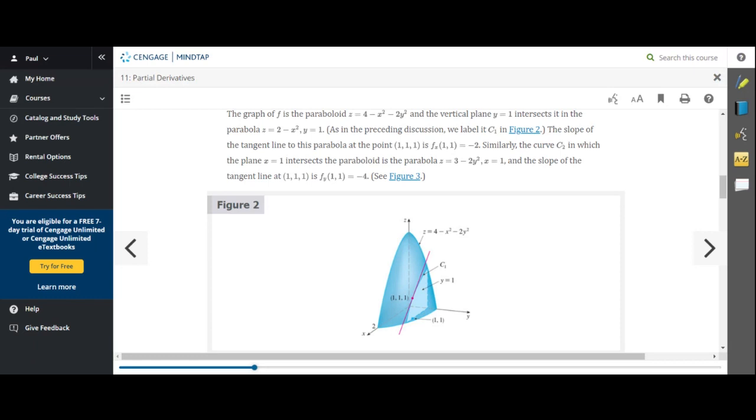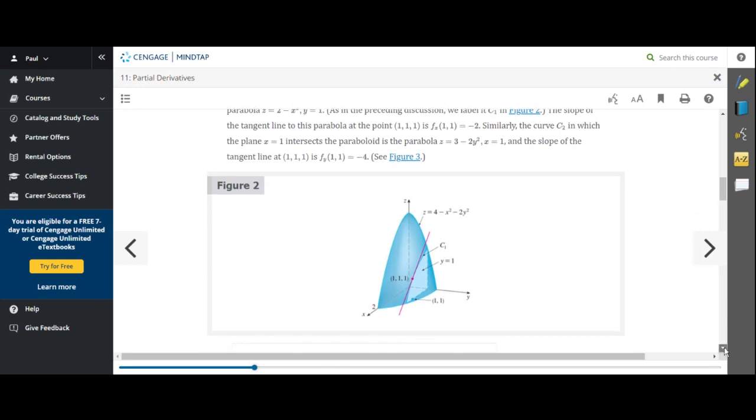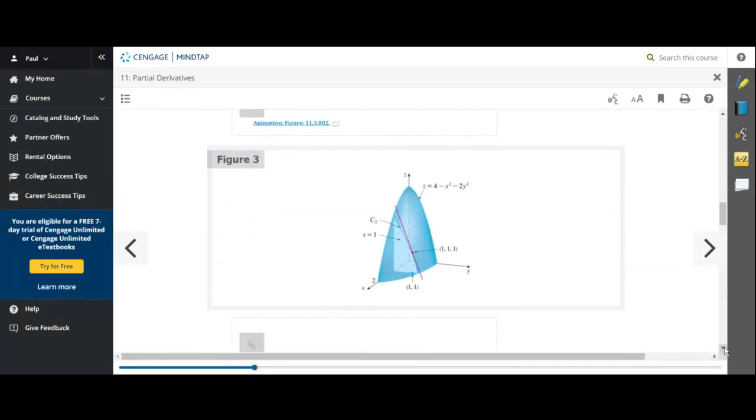Does that tangent line have a negative slope with respect to the positive x direction? Absolutely, the tangent line is going down with respect to the positive x direction. So it has a negative slope, and the slope is -2. Okay. On the other hand, let's look at figure 3.